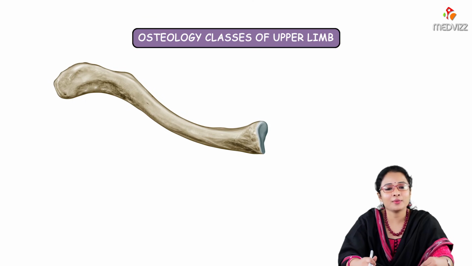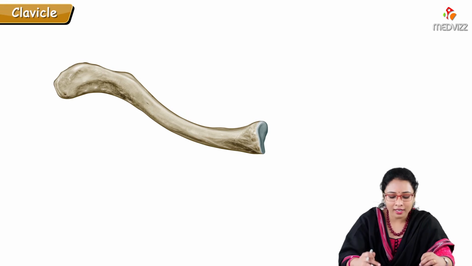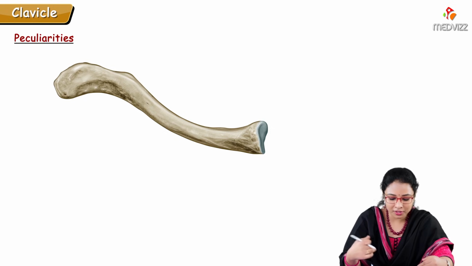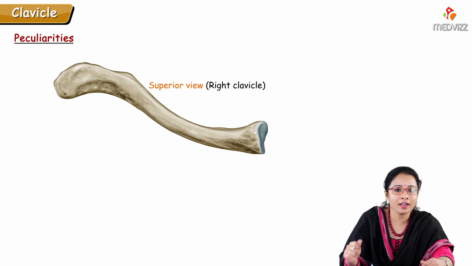Hello students, welcome to osteology classes of upper limb. The first topic under osteology of upper limb is the clavicle. So the clavicle is here in this picture, which is the superior view of right clavicle.